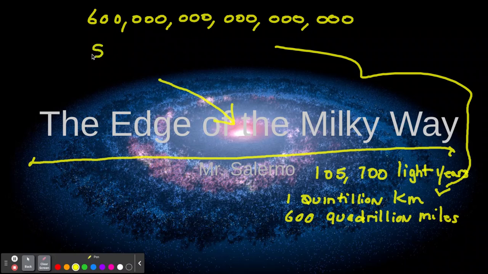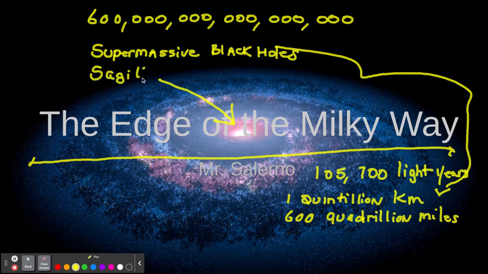Right here in the center of our Milky Way, we have a supermassive black hole. We have other black holes in our galaxy too, but we have this gigantic one. And every major galaxy has a supermassive black hole, and ours is called Sagittarius A. Very massive. And we're about here. So we're about halfway out in the Milky Way.